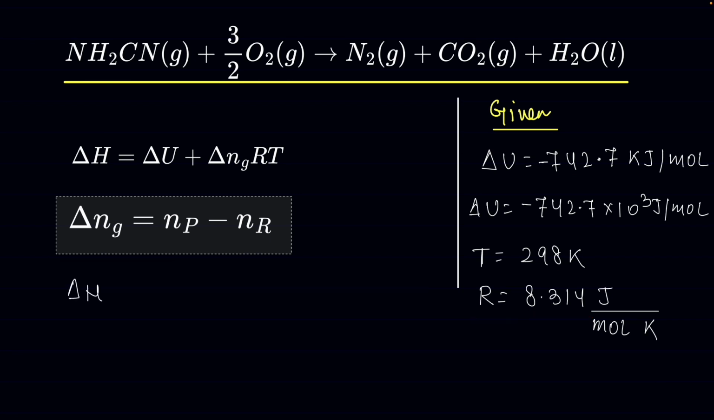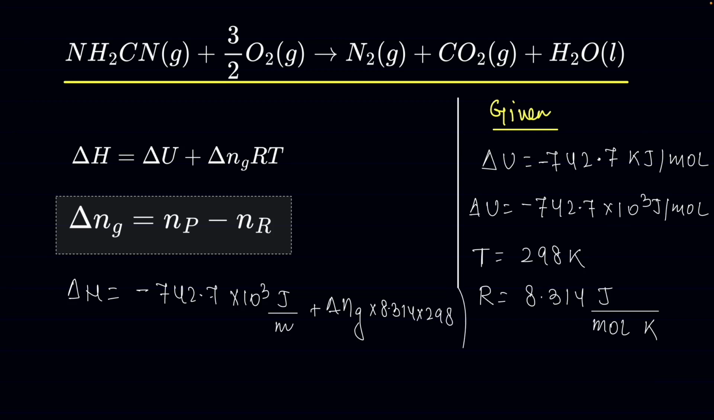Delta H is equal to minus 742.7 into 10 to the power 3 joule per mole plus delta Ng. This delta Ng, we can find it. R value is given as 8.314 into temperature is 298. Now first find the delta Ng value. It is the change in the moles of the product and reactant, but it must be in the gaseous state.